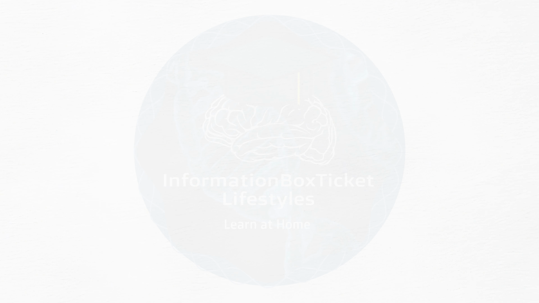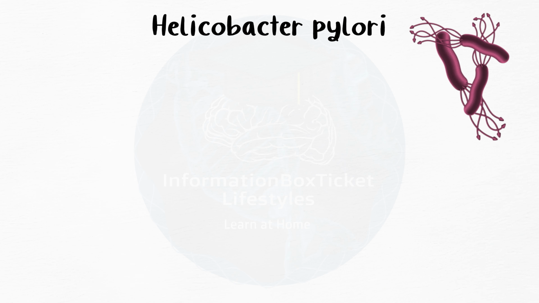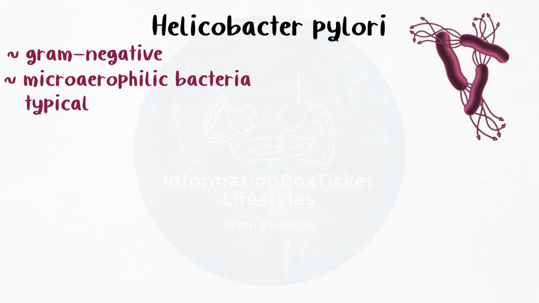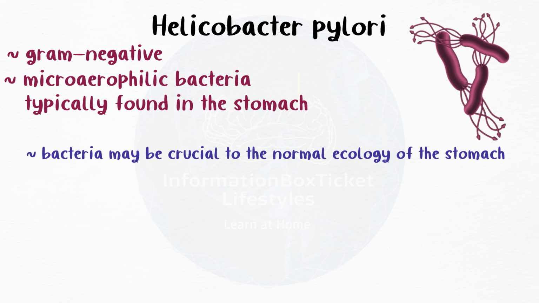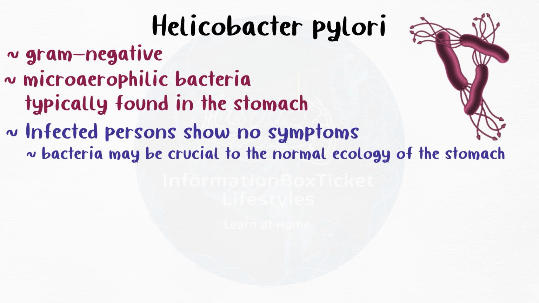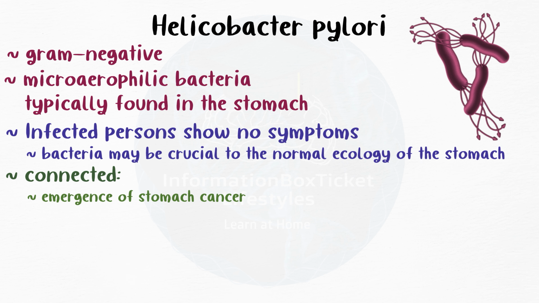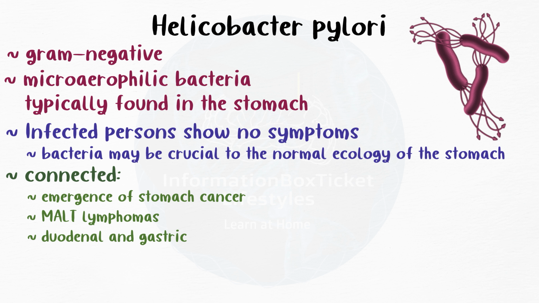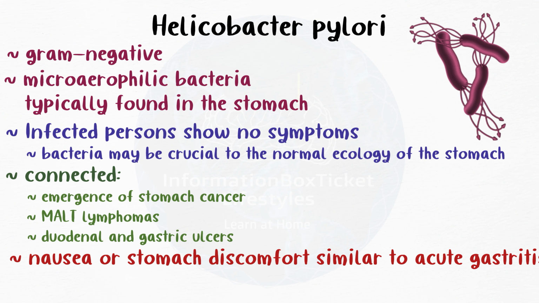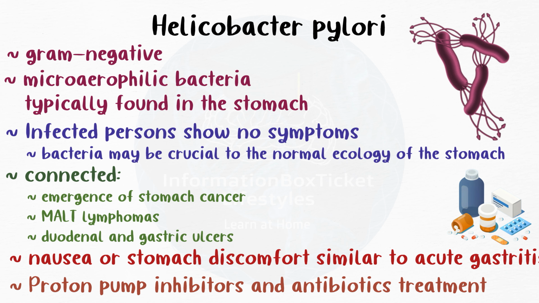Summary. So, to recap, Helicobacter pylori is a gram-negative microaerophilic bacteria typically found in the stomach. The bacteria may be crucial to the normal ecology of the stomach, as most infected persons show no symptoms. It has been connected to the emergence of stomach cancer, MALT lymphomas, and duodenal and gastric ulcers. Acute infection might manifest as nausea or stomach discomfort, similar to acute gastritis. Proton pump inhibitors and antibiotics are used in treatment.